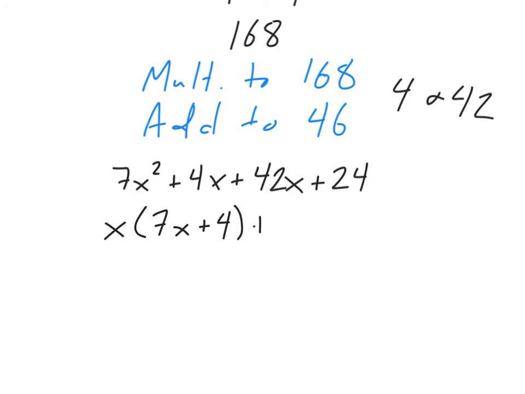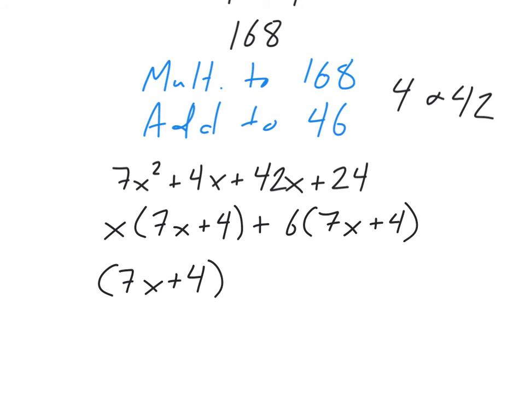Plus, now I look at the 42x and the 24, and I look to see what can I factor out of both of those. Looks like I can pull a 6 out of both of those. And so that's going to become a 6 times 7x plus 4. Notice what both of those include. 7x plus 4 is in both of those. So basically what I can now do is factor that 7x plus 4 out of both terms. Plus 4 times x plus 6, and there's our factored quadratic.